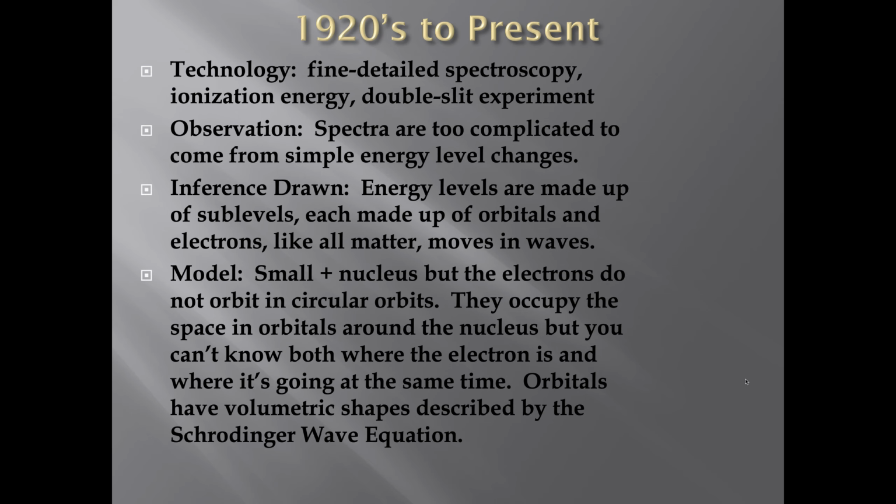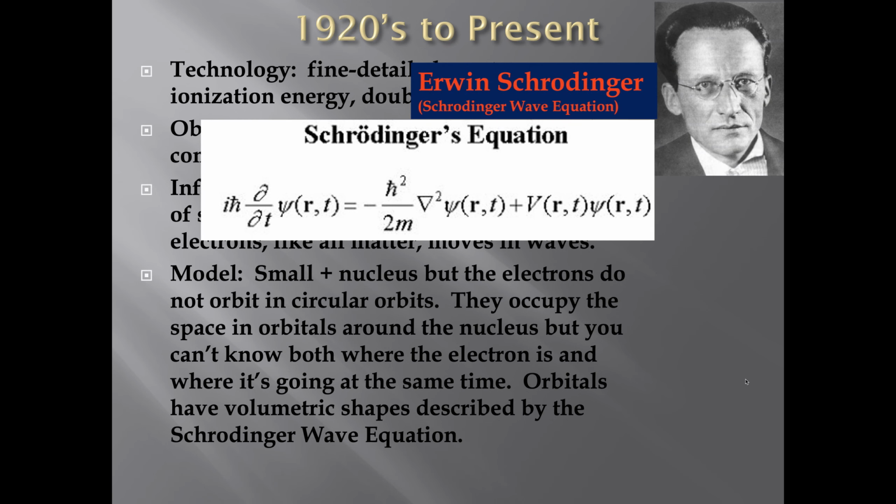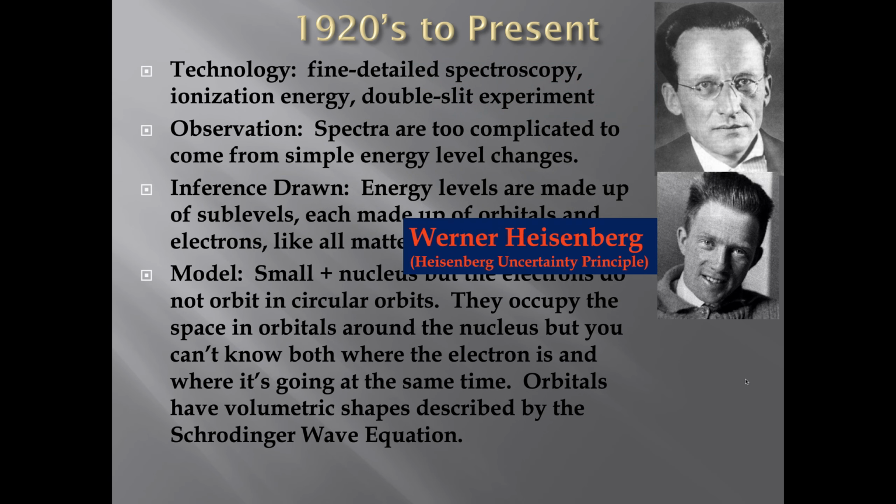The Schrödinger wave equation describes those shapes. So when you solve for the Schrödinger wave equation, you don't actually get the exact location and direction that an electron is moving. What you get instead, thanks to Erwin Schrödinger, is a region of space where that electron is most likely to be found. That's the Schrödinger wave equation.